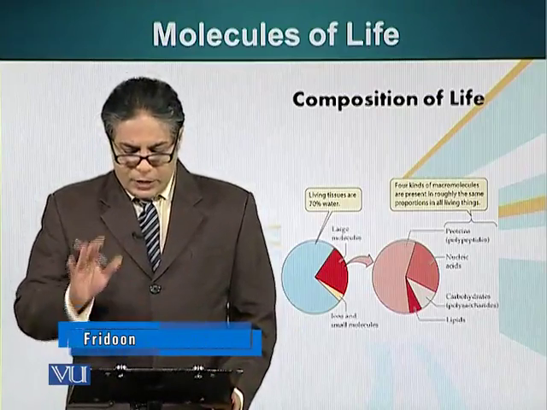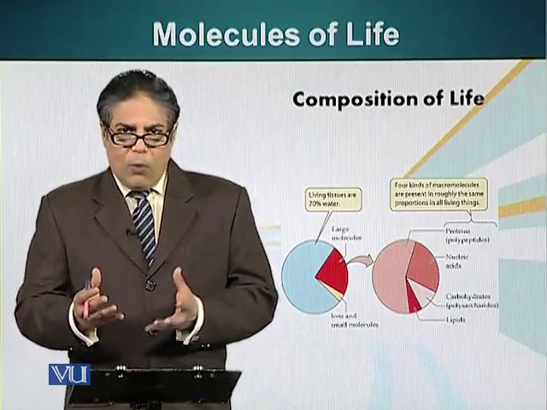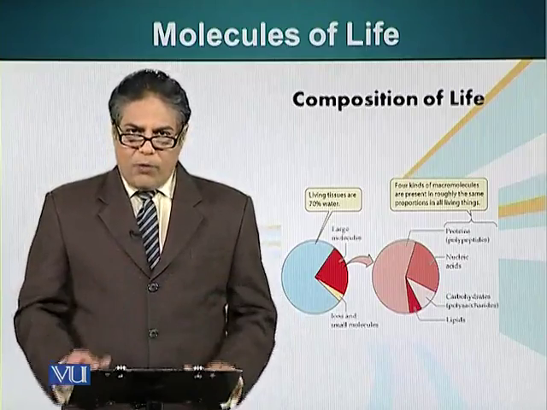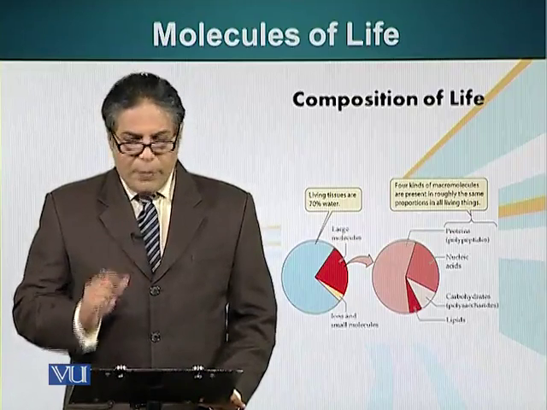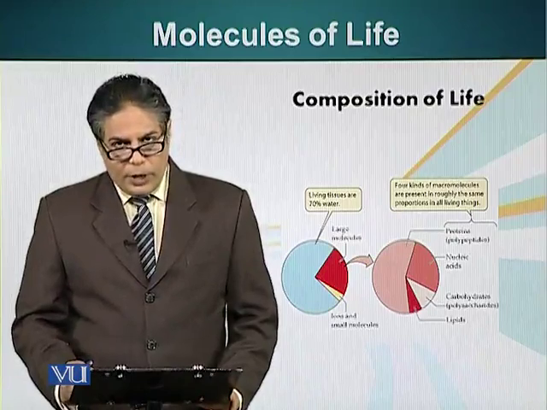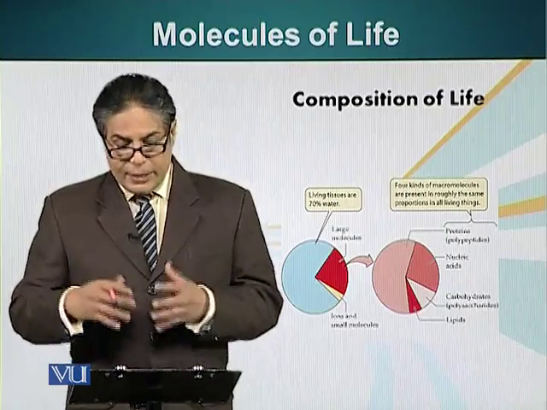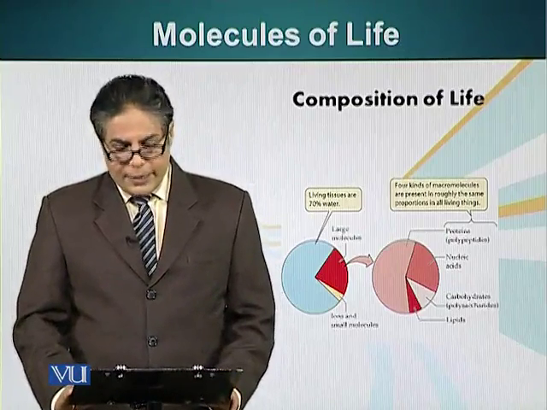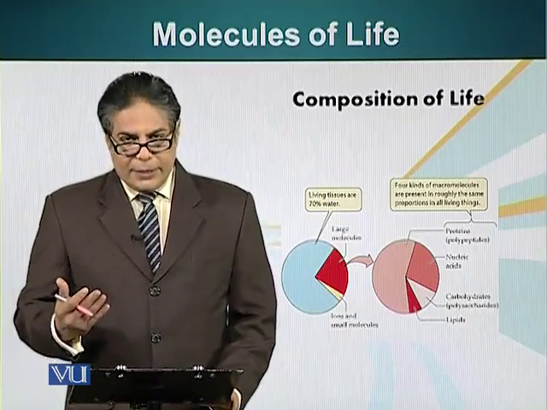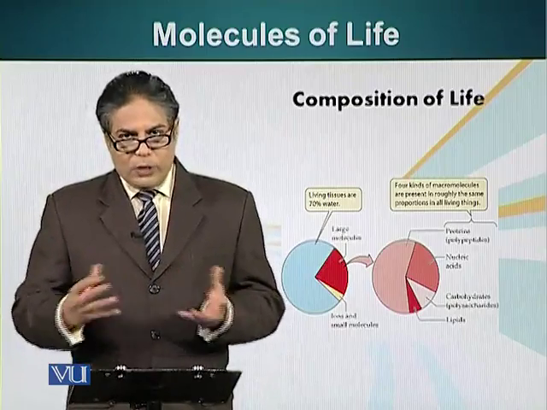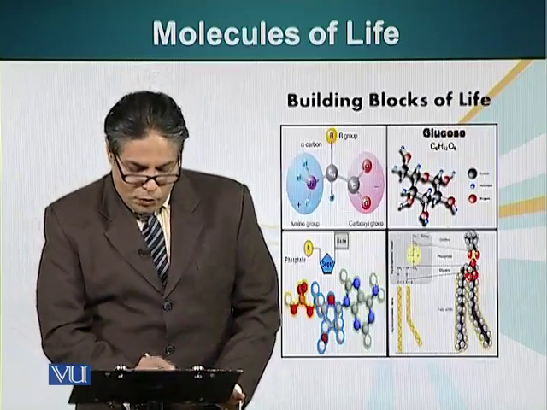Now let's look at these 4 molecules, the large molecules. Which type of molecule is the major contributor? You will notice in the pie chart that the most abundant molecules in the cell are the protein molecules, followed by nucleic acids. Nucleic acids are the second most abundant type of molecules in the cell. Then the carbohydrates, and then the lipids. We look at the structures of these molecules and we will discuss their biological role in the next few modules.